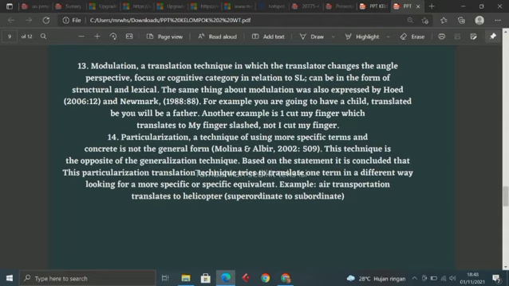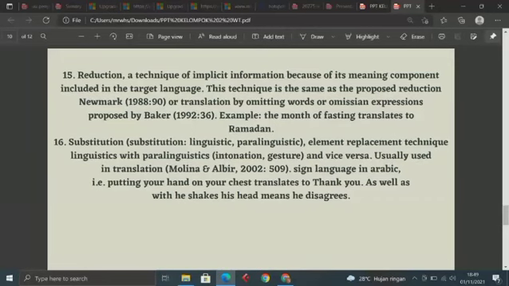Based on the statement, it is concluded that this particularization translation technique tries to translate one term in a different way, looking for a more specific equivalent. For example, "air transportation" translates to "helicopter." It is a pattern of superordinate to subordinate. I think that's all.